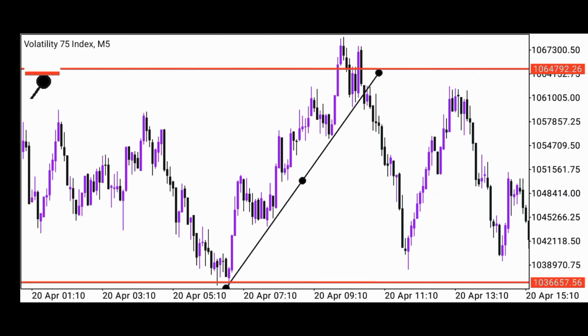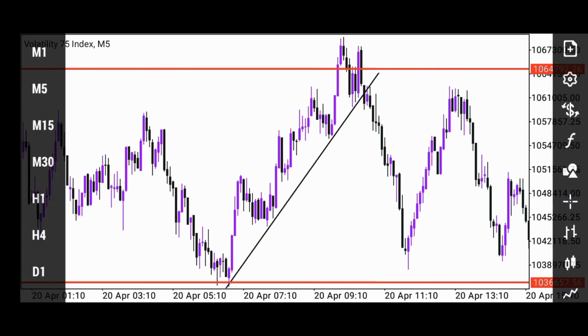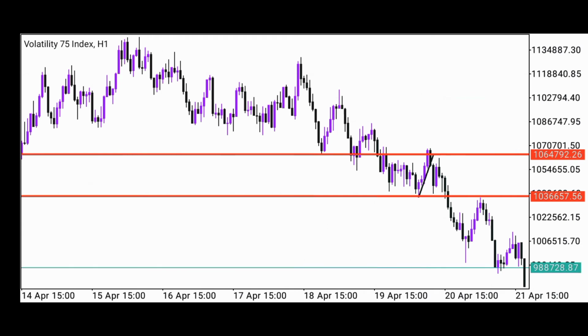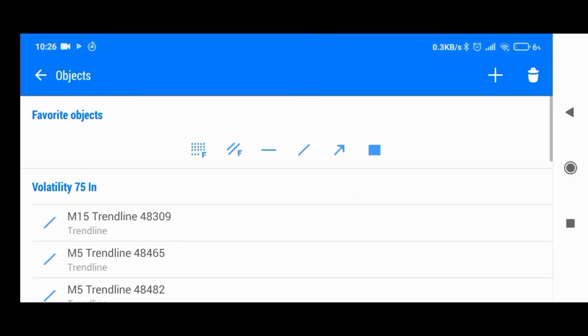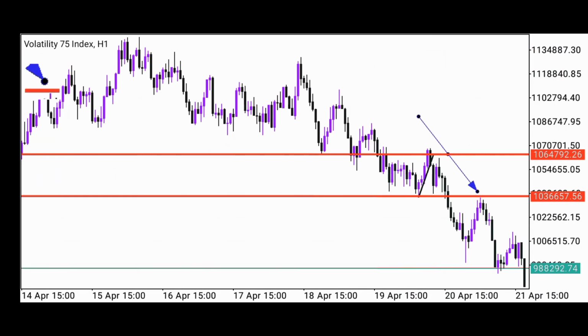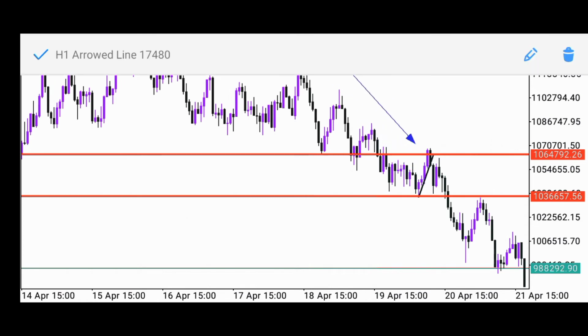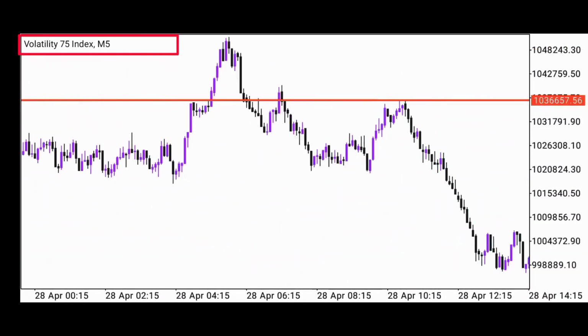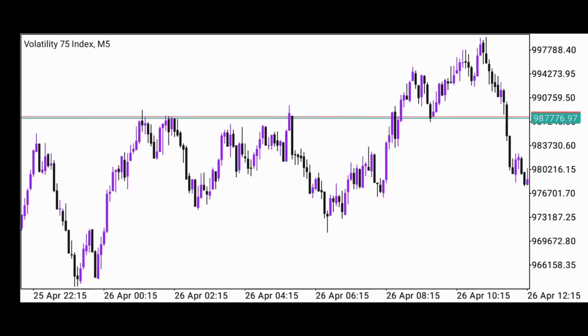So remember that we're looking for a certain type of pattern leading to a high time frame confirmation, which is H1. H1 is saying what? We're going to be selling. Why? Because first of all, we are going to be retesting that support level, retesting that level, going down to the downside. So we're going to be going back to the M5.